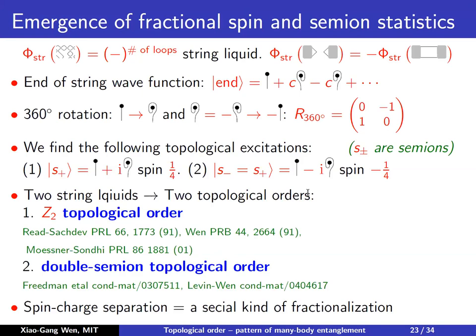Okay, so let me start with two questions in the chat. There's one question from Jing Yang asking, when you put the gapped Hamiltonian on a manifold, do you also need to discretize the manifold to find the ground state degeneracy?